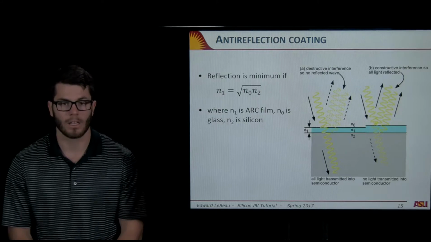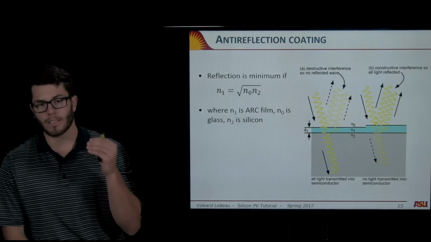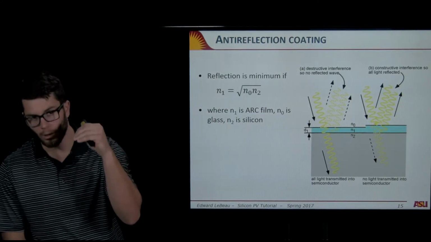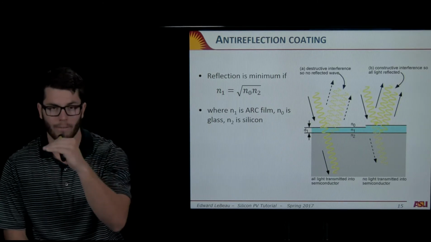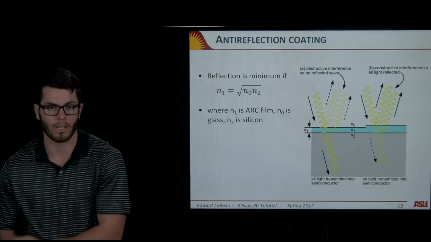So let's look at this. Light shines in. Either you're going to hit the solar cell right away and bounce off, or you're going to go through an anti-reflective coating, get bent, and then hit the solar cell and get bent again.